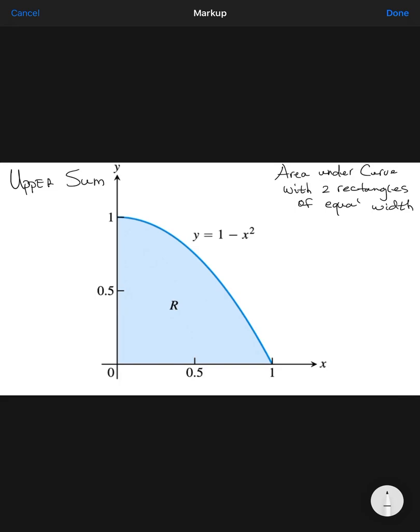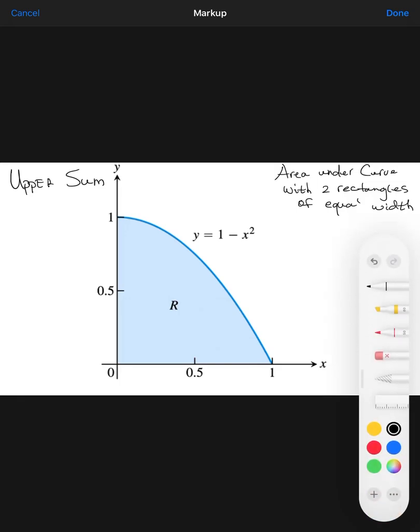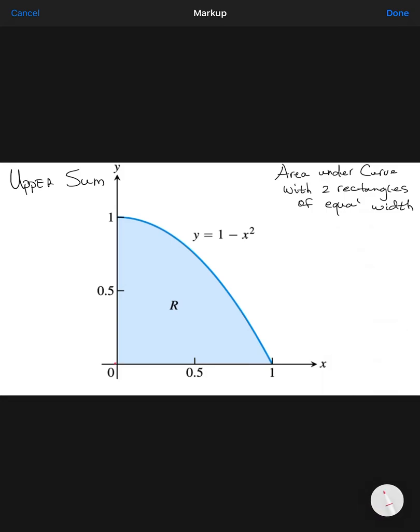So we have our curve here. For the upper sum, let's get a different color. You will start at your leftmost x value, and we have to build the height of our rectangle and the width. That's rectangle 1, rectangle 2.